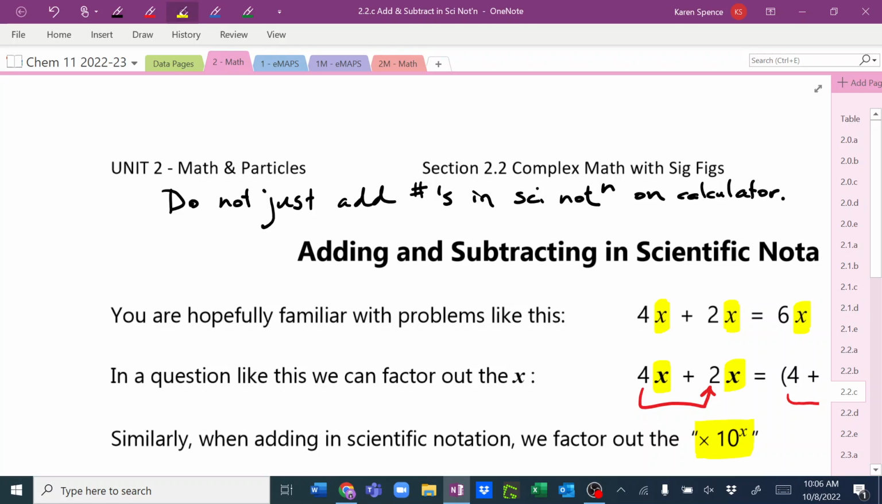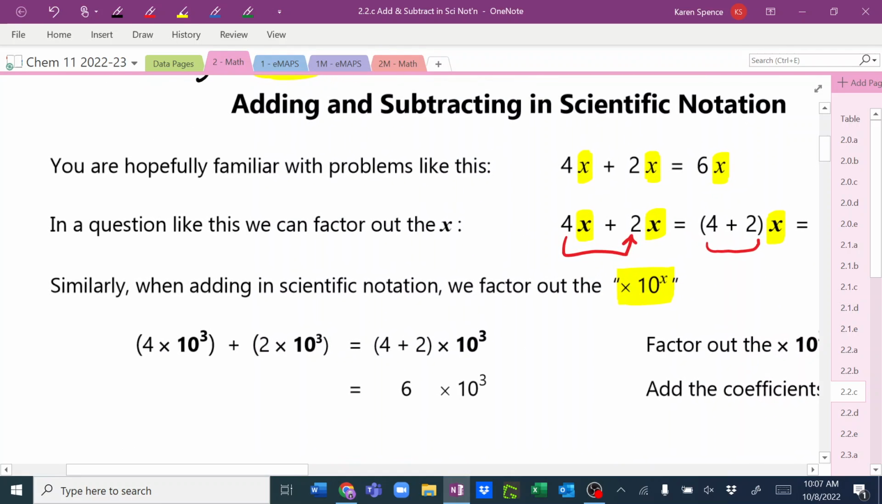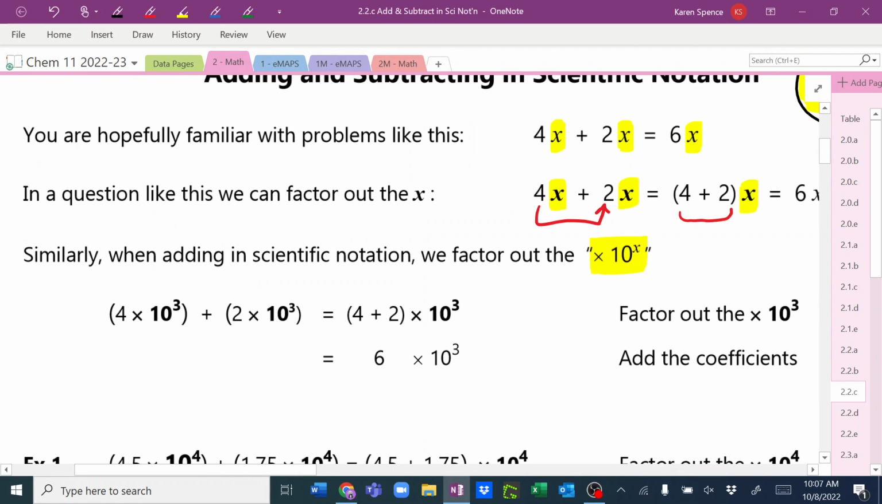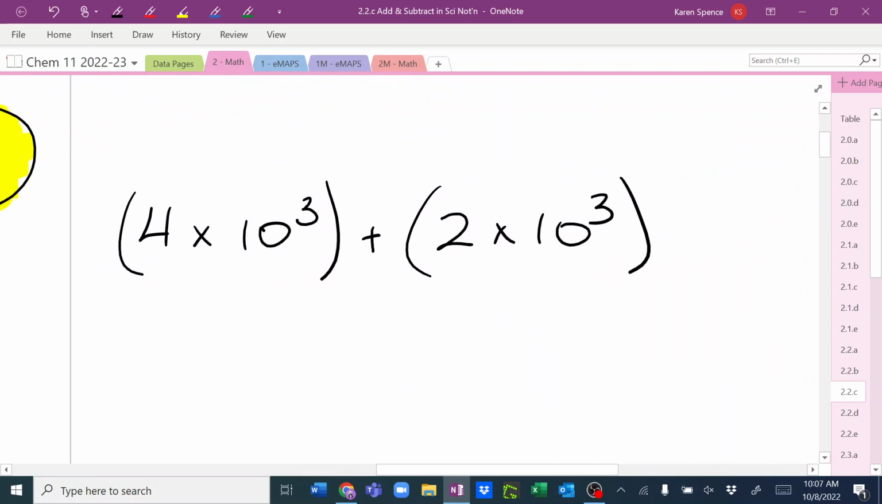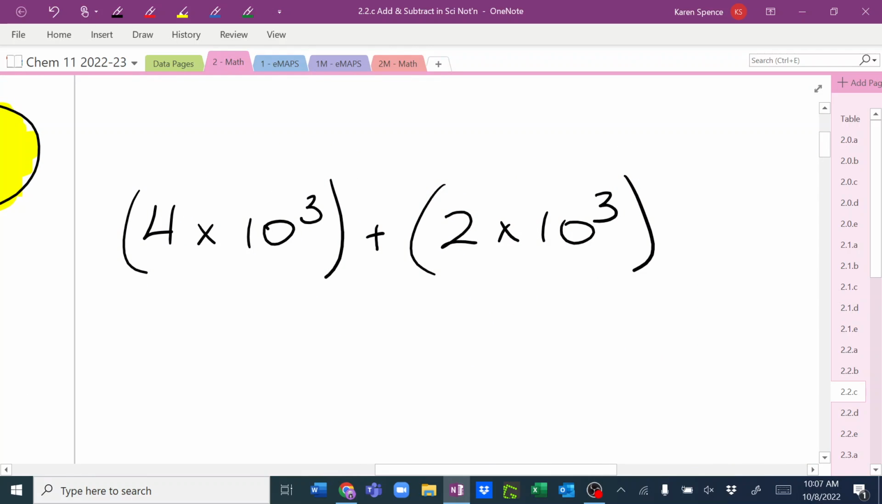And remember, when we're adding and subtracting, we are looking at the number of decimals. And if our decimal is moving, that's going to be a problem. So we are not just adding the numbers in scientific notation. We're going to follow this process that I'm going to show you here. These examples are all in the worksheet itself. I've written them over here so I can work them in real time with you.